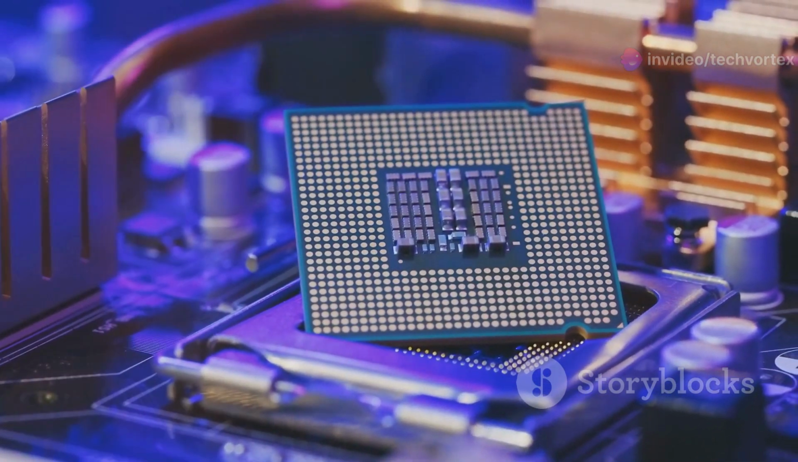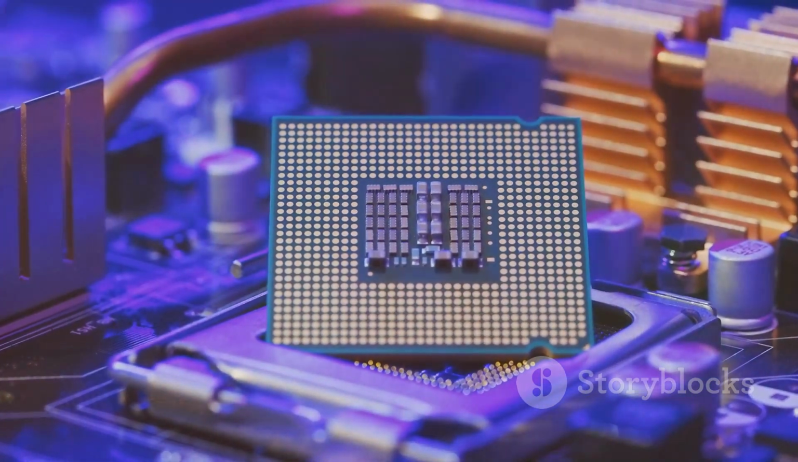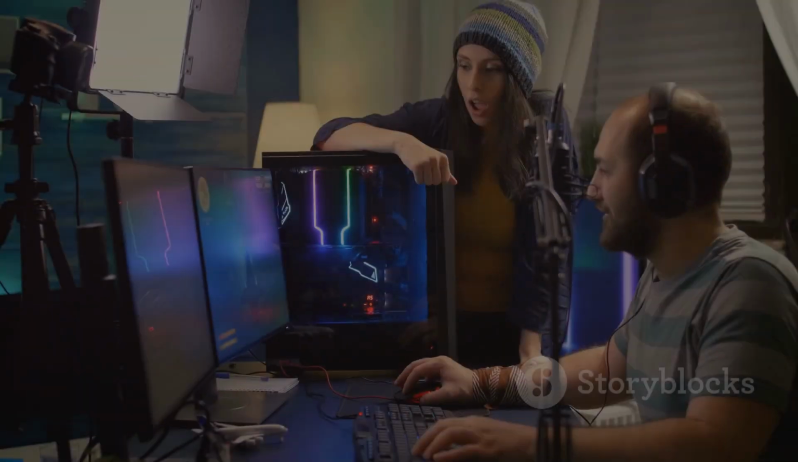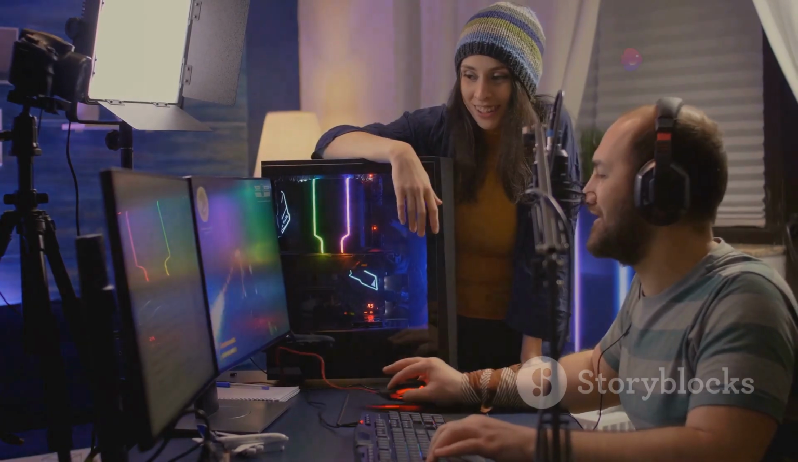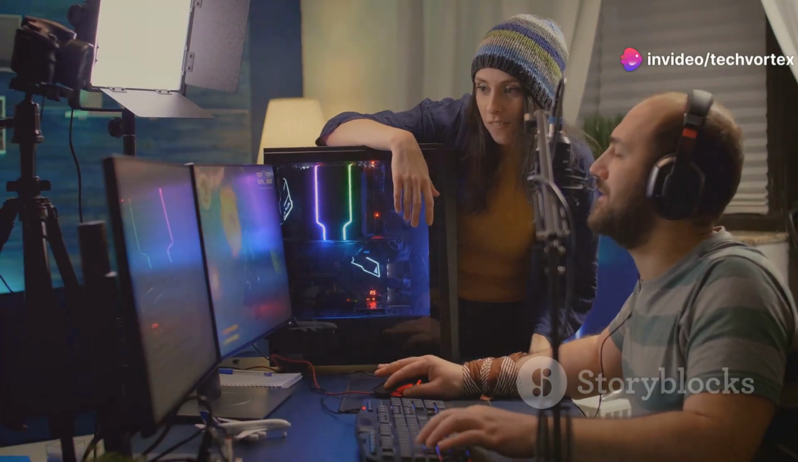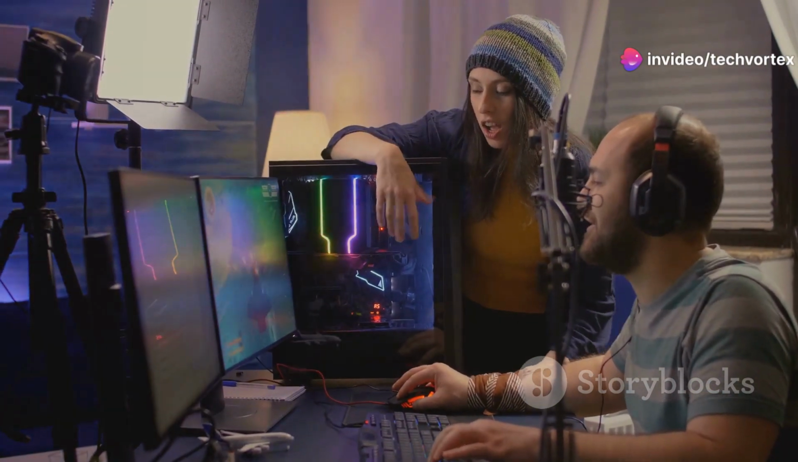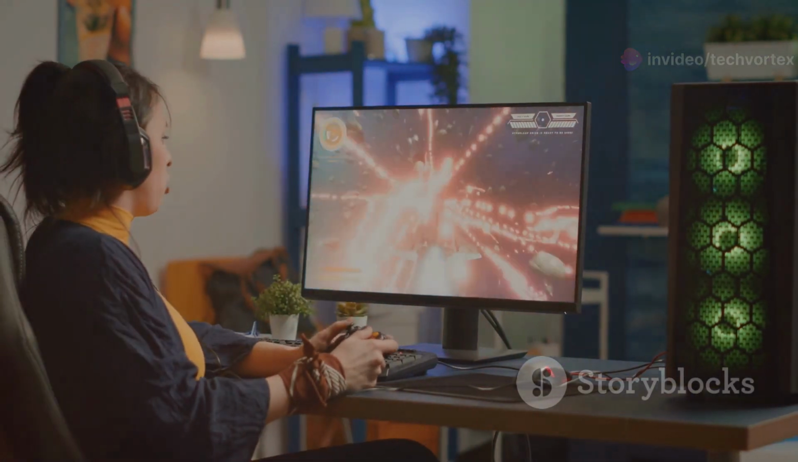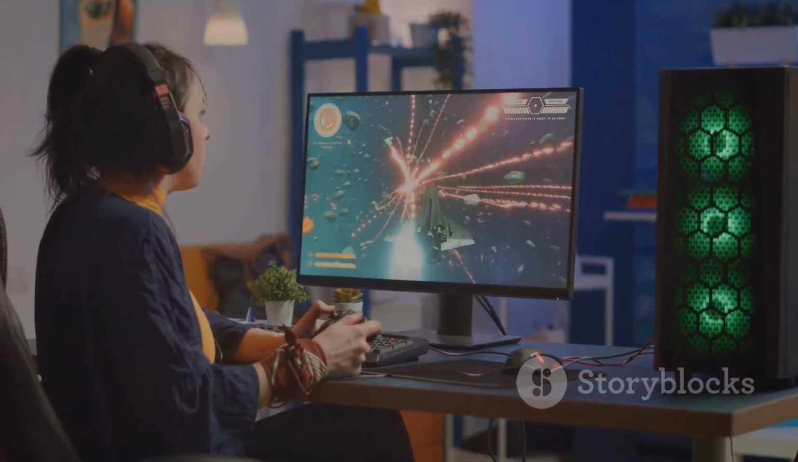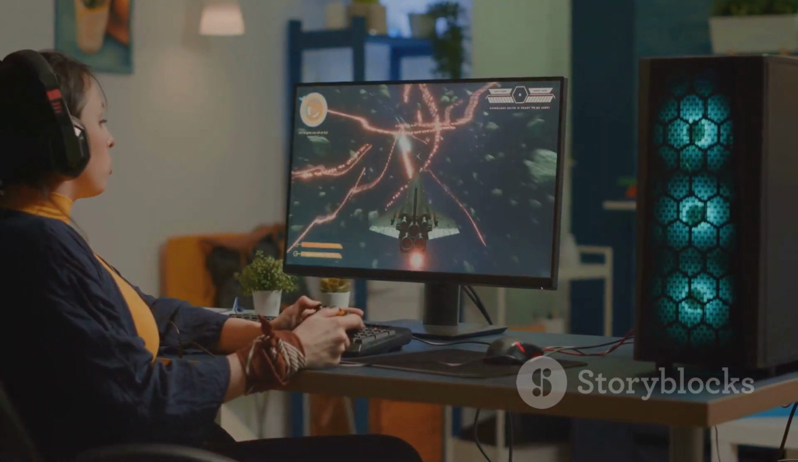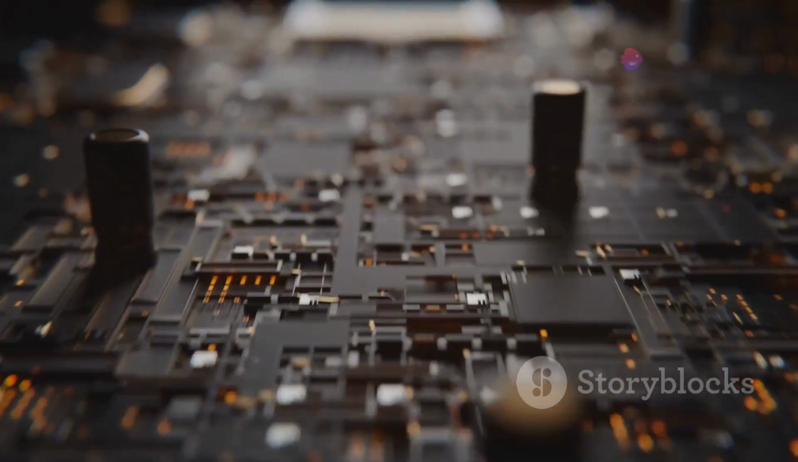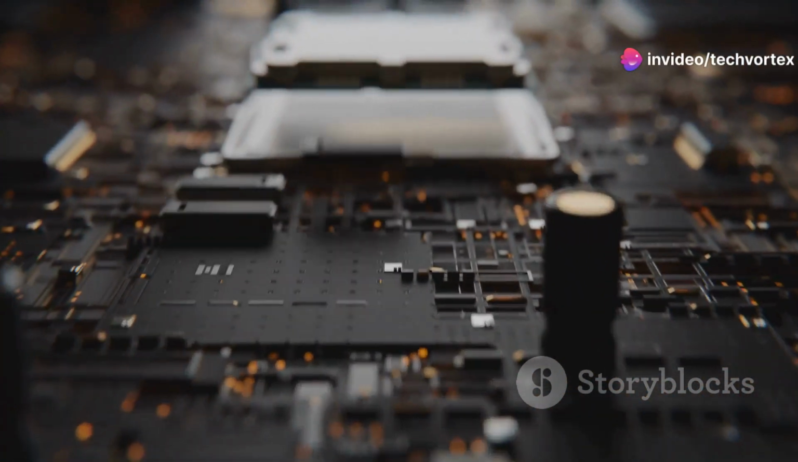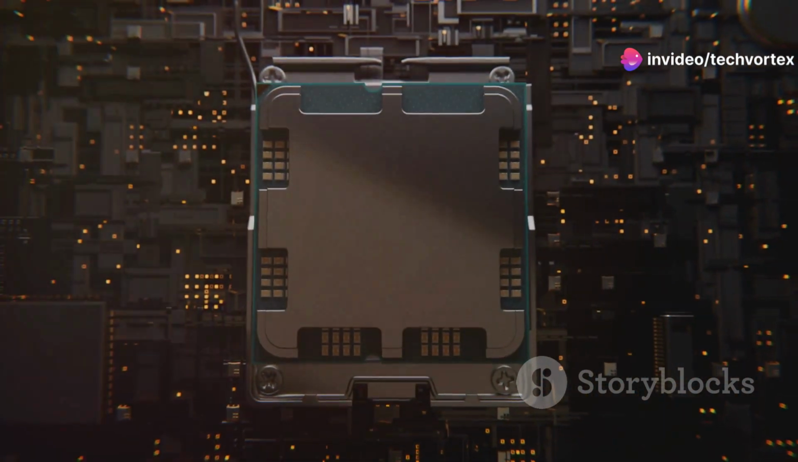The i9-14900K excels in multi-threaded workloads and offers a more affordable price point. The Ryzen 9 7950X3D reigns supreme in gaming and boasts impressive power efficiency. For gamers seeking the ultimate gaming experience, the Ryzen 9 7950X3D is the clear winner. Its 3D V-Cache technology delivers unparalleled frame rates and responsiveness.